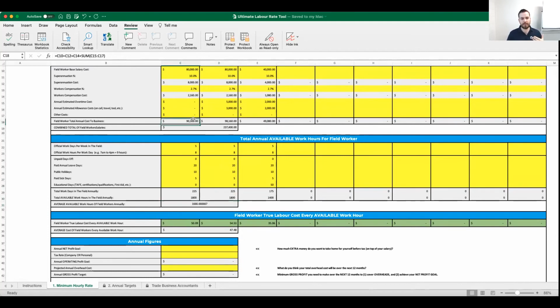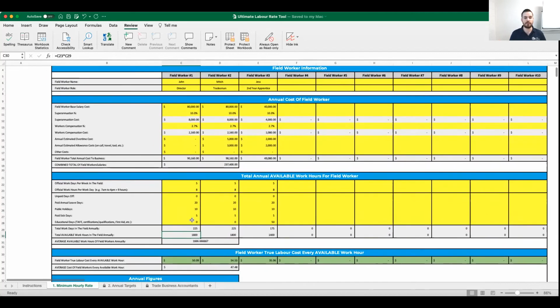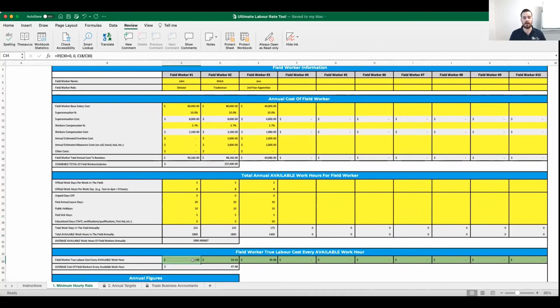Now, because we know their total annual cost, we know how many hours are available annually. Now we can figure out what their true labor cost is every available work hour. So in this case, the director, John, has a cost of $50. Mitch has a cost of $54. And Jess has a cost of $35.